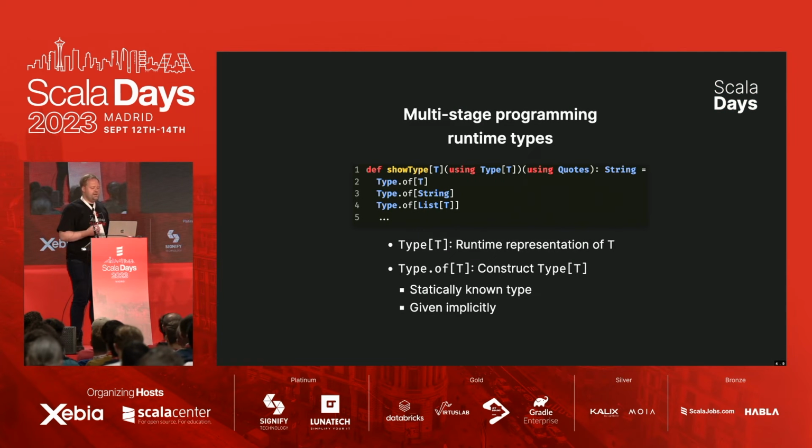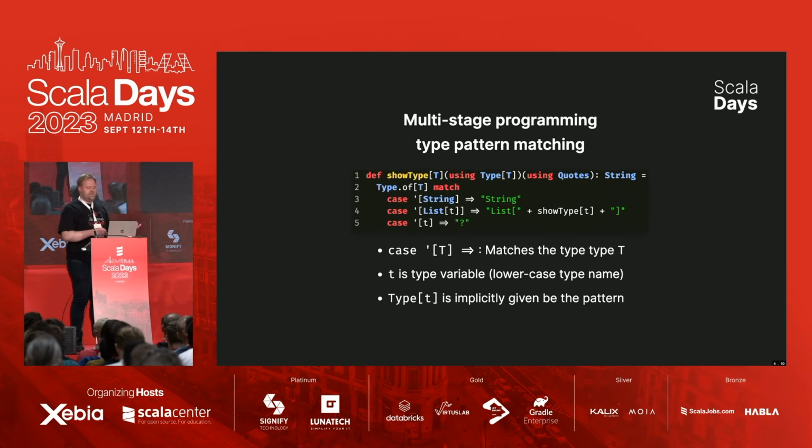This is basically a runtime representation of the type T, and we can construct them using Type.of, which either takes a statically known type or some type for which we have an implicit Type of T. Or it contains parts that are static and parts that are known by some implicit, like the List of T that composes the list, together with the Type of T.